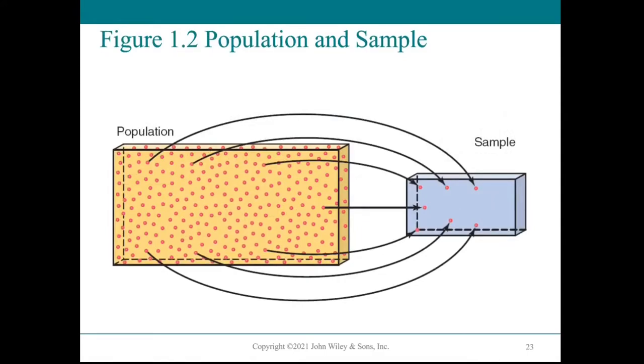So here is a diagram showing you the difference between the population and sample. The population is the holistic set of all the members under study, or all the members that you want to study. But the sample is just a few members of the population on which you can gather data.